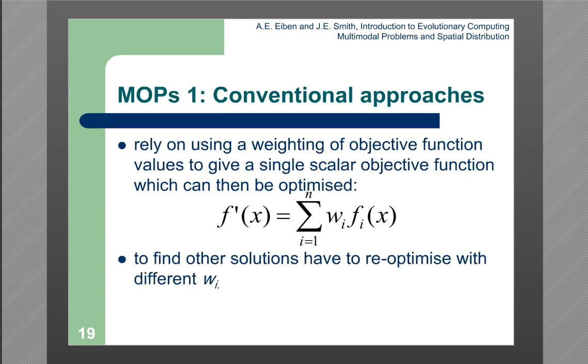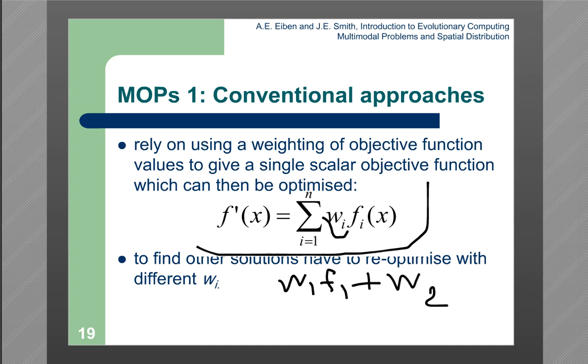One way to handle this multi-objective problem is using a weighting for each fitness. For example, W1 for fitness 1, and W2 for fitness 2.